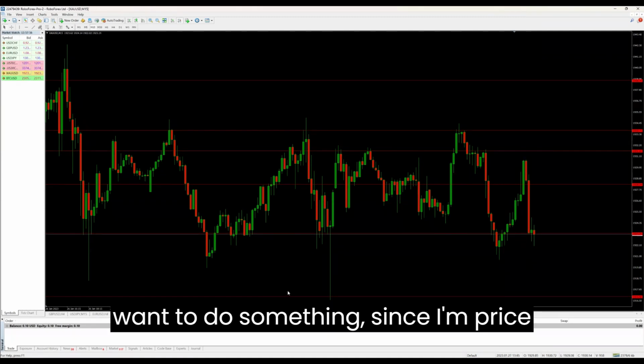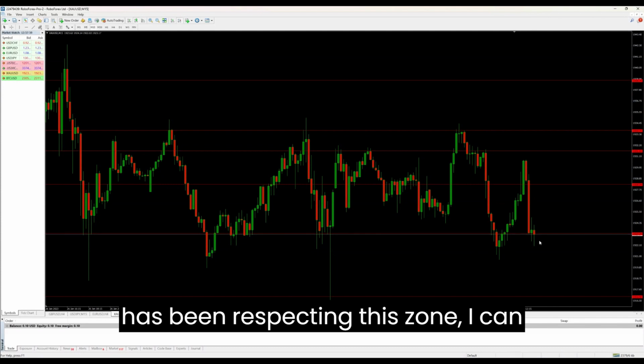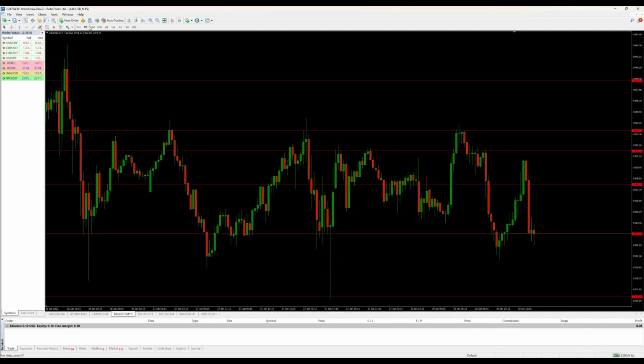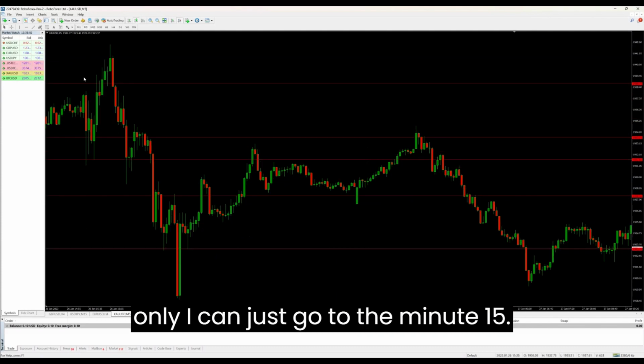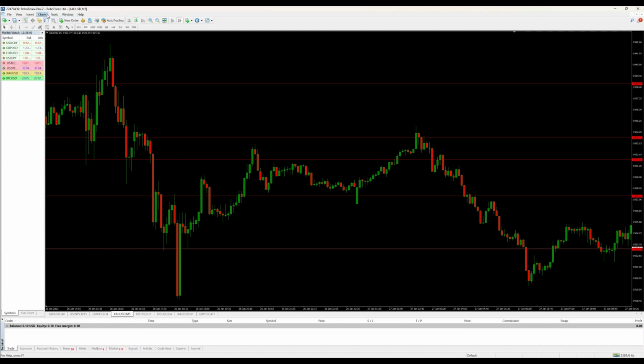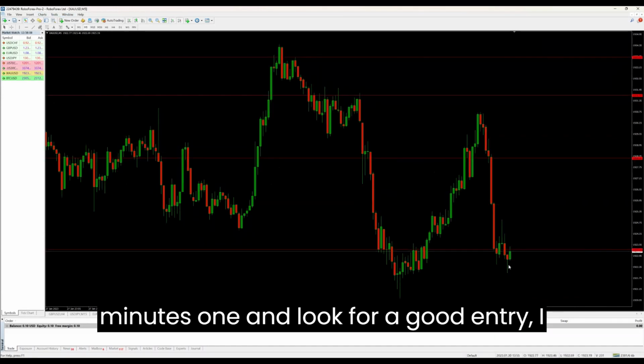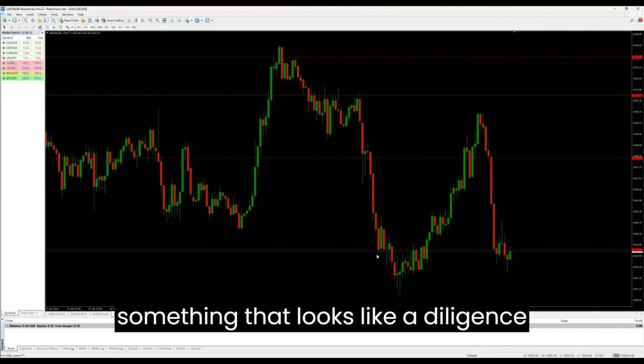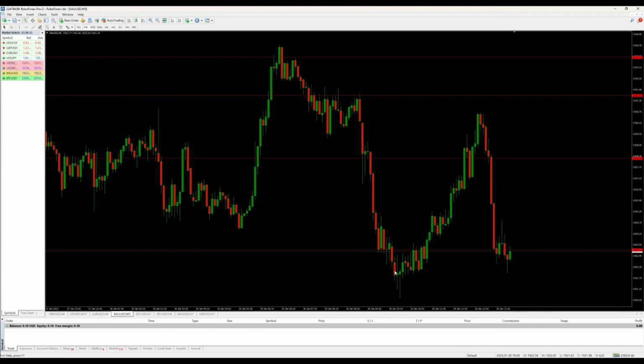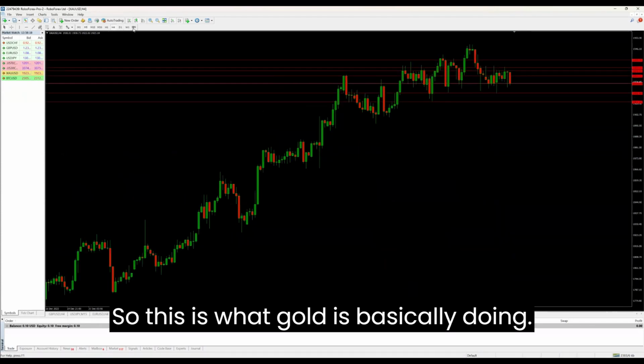So if I want to do something, since price has been respecting this zone, I can just go to the minute 15 and a minute 5 and on the minute 1 and look for a good entry. I will be looking for something like this, something that looks like a divergence, and then I will be taking a buy. So this is what gold is basically doing.